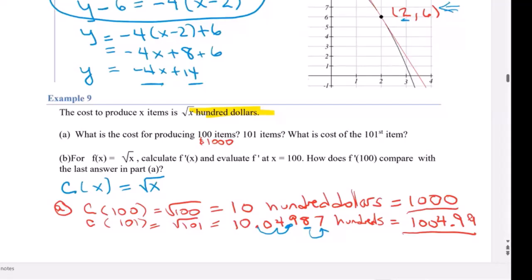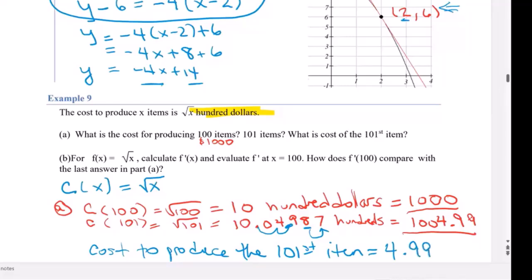So the cost of producing the 101st item is equal to, really, what's the difference? $4.99. Okay.